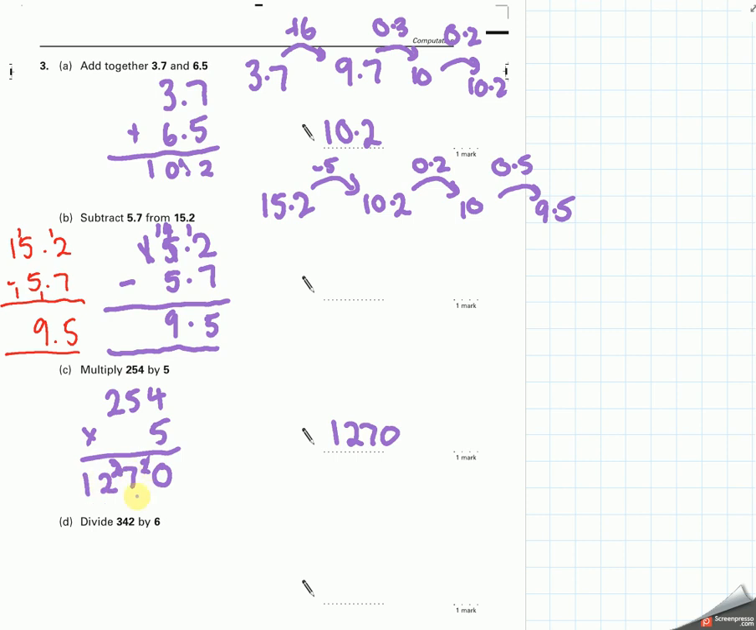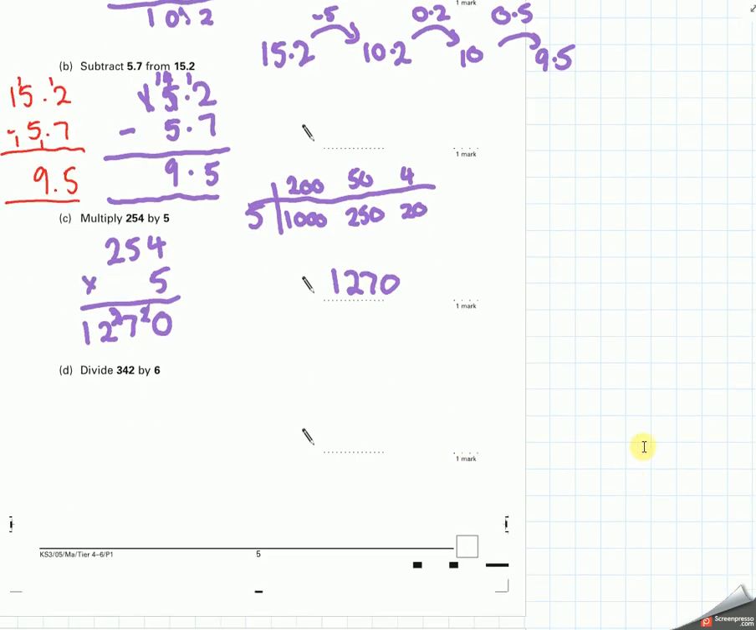Multiplication by grid method, we have 5, and it's got to multiply by 200, 50, and 4. So 5 times 200 is 1,000, 5 times 50 is 250, 5 times 4 is 20, and you add those together, you get 1,270.